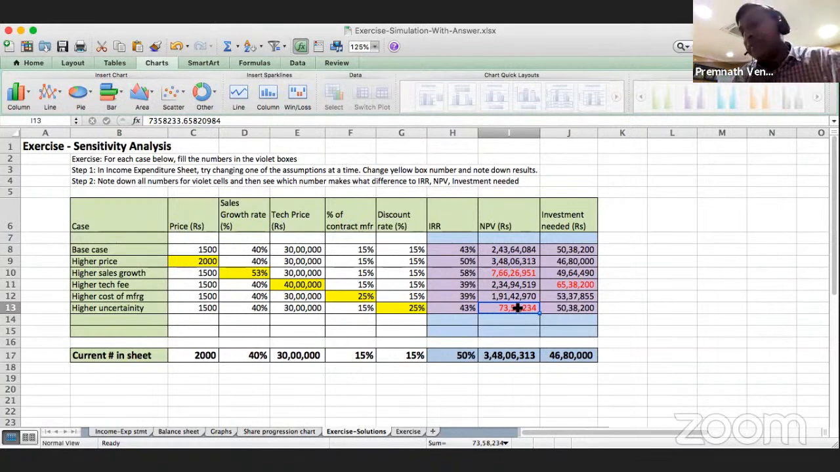If COVID happens and something goes topsy-turvy, your valuations can come down. Your team breaks up, you have a problem. If your contract manufacturer closes down for some reason, you have an agreement, but the guy folds, you have a big risk out there, your NPV will drop. So I just wanted to illustrate to you how the sensitivity analysis is playing out on IRRs, NPVs, and the investment that is needed. So I hope this is very, very clear.